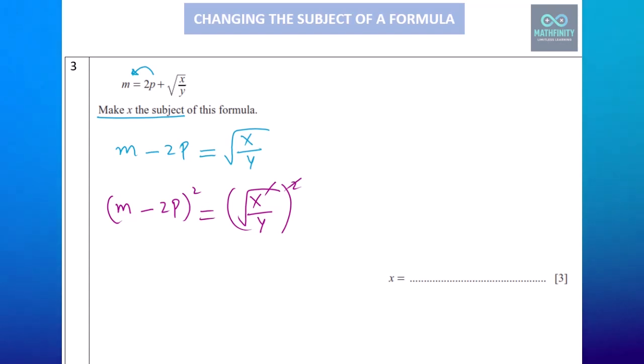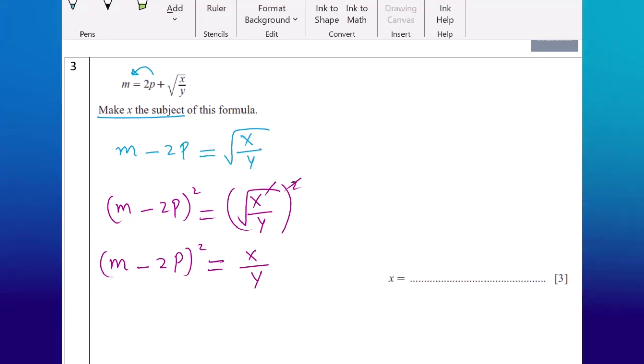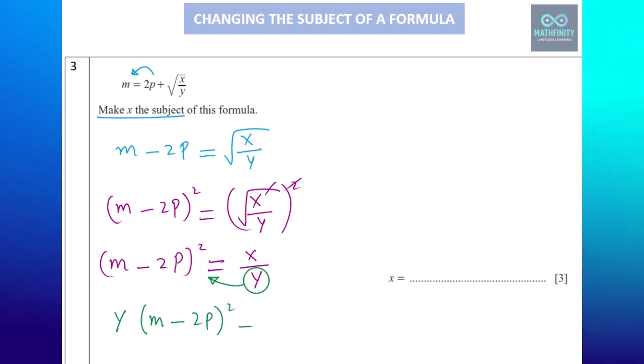And as it is not required to open the bracket, keep it as it is. The left hand side, keep as it is. m minus 2p whole squared is equal to x over y. We want x. So you can shift this y to the other side. This y is in the denominator, it is in the division. When you shift it to the other side, you have to multiply. So we can write y times m minus 2p whole squared is equal to x. This is the final answer.